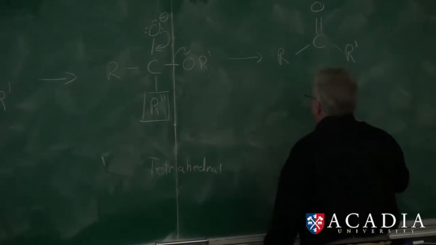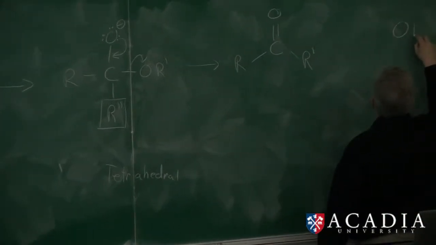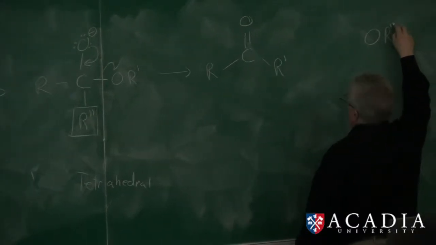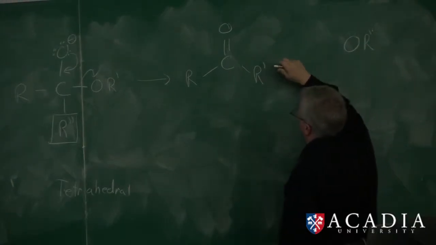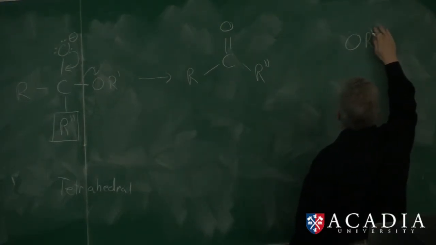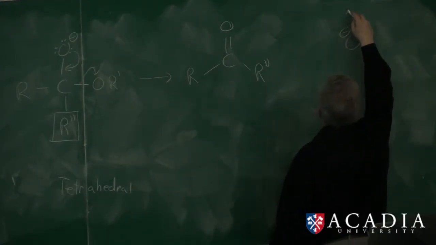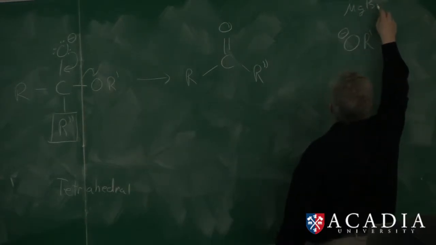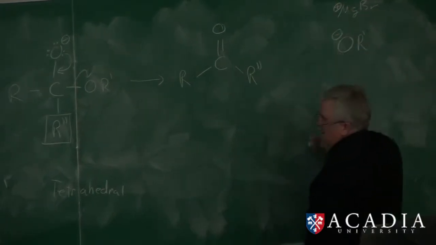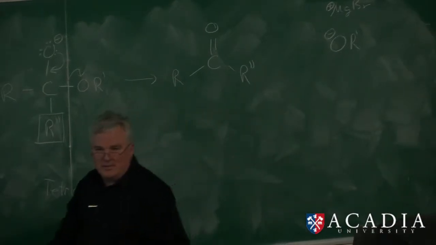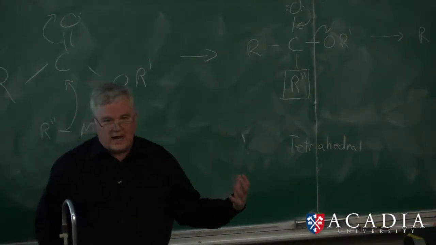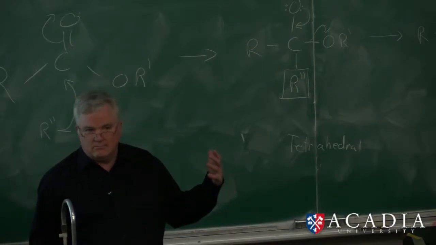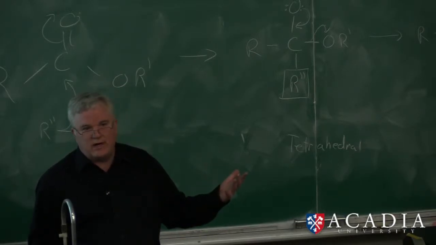We've now made a ketone. Oops, this should be prime prime, and this will just be prime. Okay, and we've made a magnesium alkoxide salt. We've now made a ketone. Do ketones react with Grignard reagents? They do. Do we have Grignard reagent there?